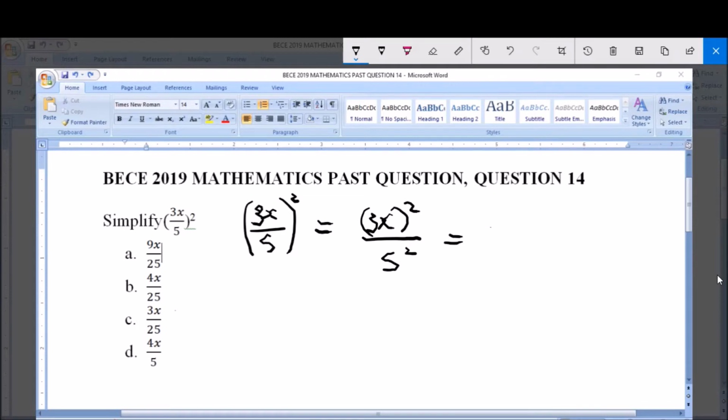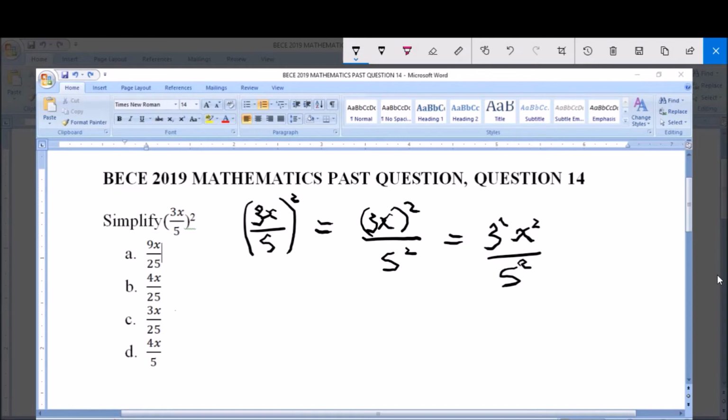It will now give us 3 raised to the power of 2 times x raised to the power of 2, all over 5 raised to the power of 2. Now you have 3 raised to the power of 2, x raised to the power of 2, and 5 raised to the power of 2.